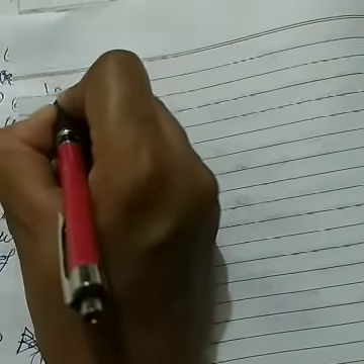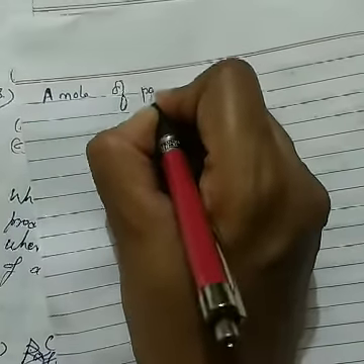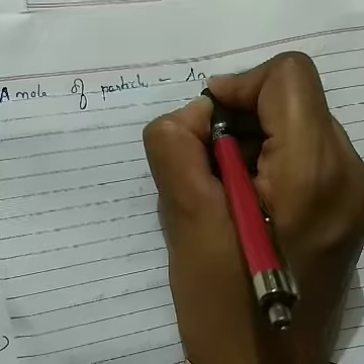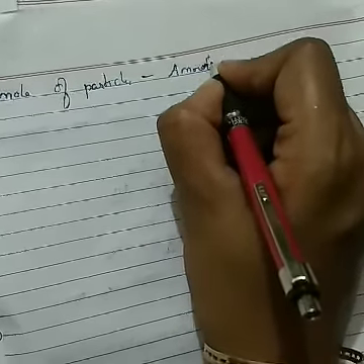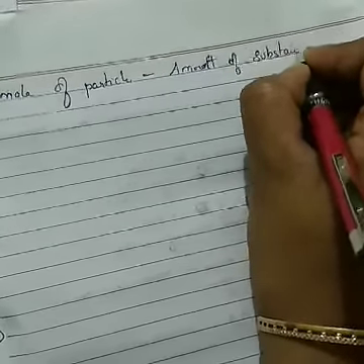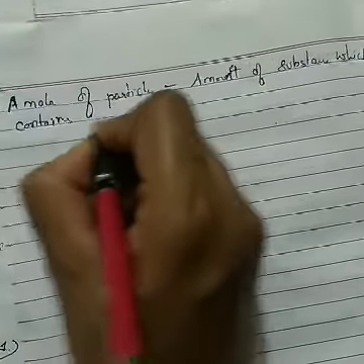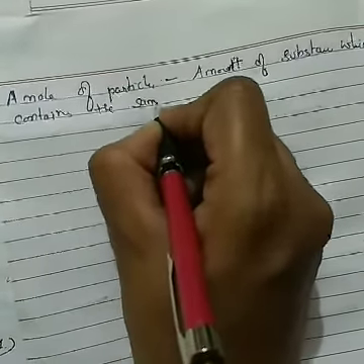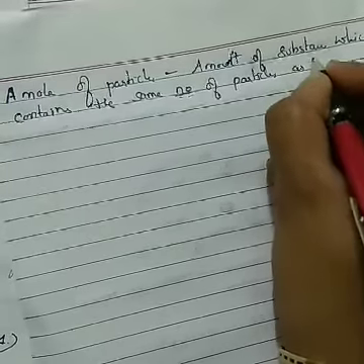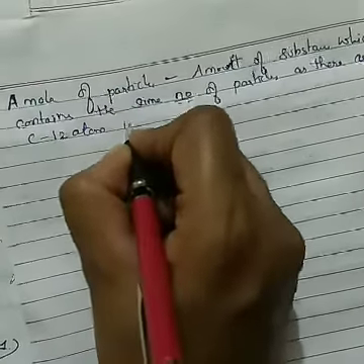Then what is 1 mole of particle? A mole of a particle is defined as amount of substance which contains the same number of particles as there are in C12 atom in 12 grams.